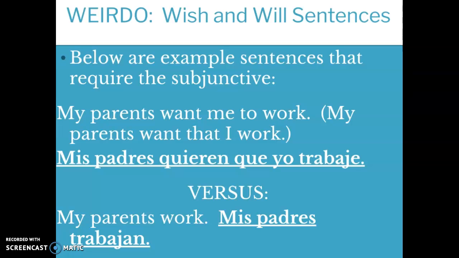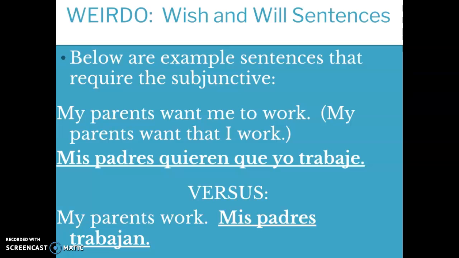So looking at it, you can see we have two different subjects. So we have my parents and we have yo. We have a verb, querer, which is to wish or to want. So you can see it's wanting someone to do something. So it falls under the W category. And then trabaje is conjugated in the subjunctive.